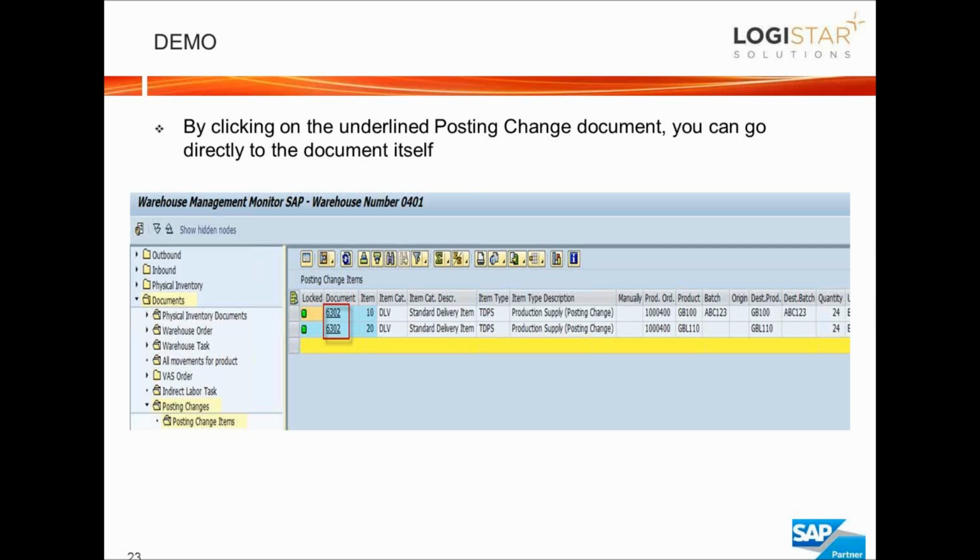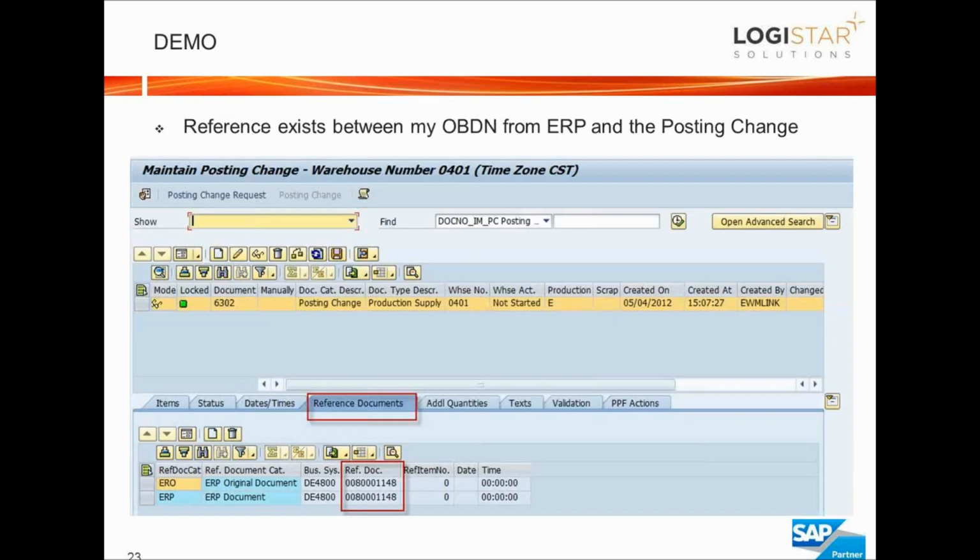So the next step would be to go ahead and create the warehouse tasks to go do the staging. Now again, the actual warehouse task creation itself could have been automated again through a PPF action. But for the purposes of the demo, I'm showing this as a manual warehouse task creation. So back on that posting change, this is what I was mentioning previously. I can go to the Reference Documents tab, and I can still see that this outbound delivery from ERP is for production supply, and it's tying to this posting change. So you still have that link.